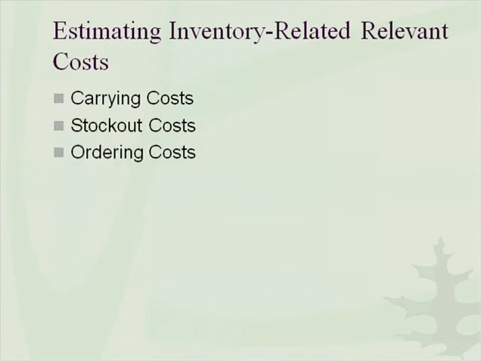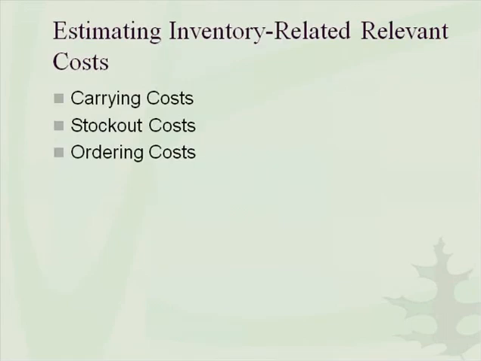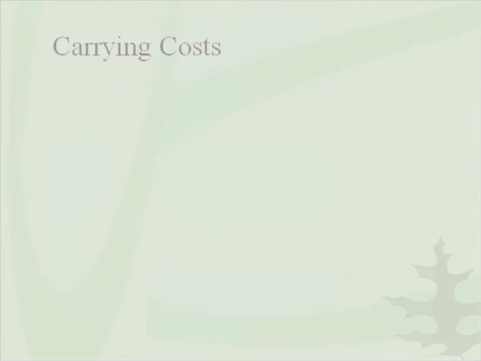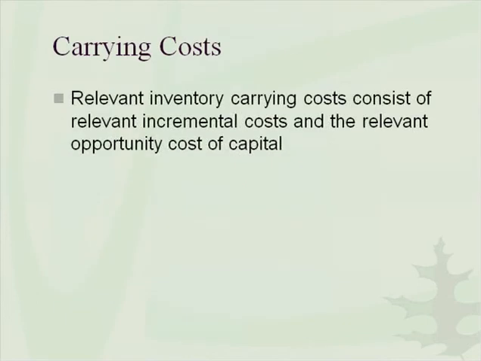Now, before we talked about carrying cost, stockout cost, and ordering cost, let me see if I can go back there. We would want to estimate inventory related relevant cost, and they fall into 3 categories: carrying cost, stockout cost, and ordering costs. Carrying costs represent relevant inventory carrying costs consisting of the incremental cost and the relevant opportunity cost of capital.